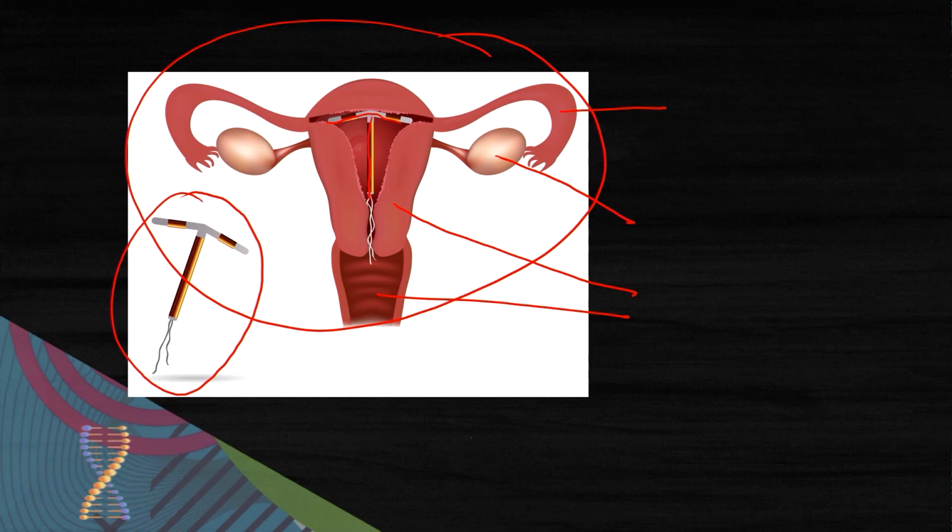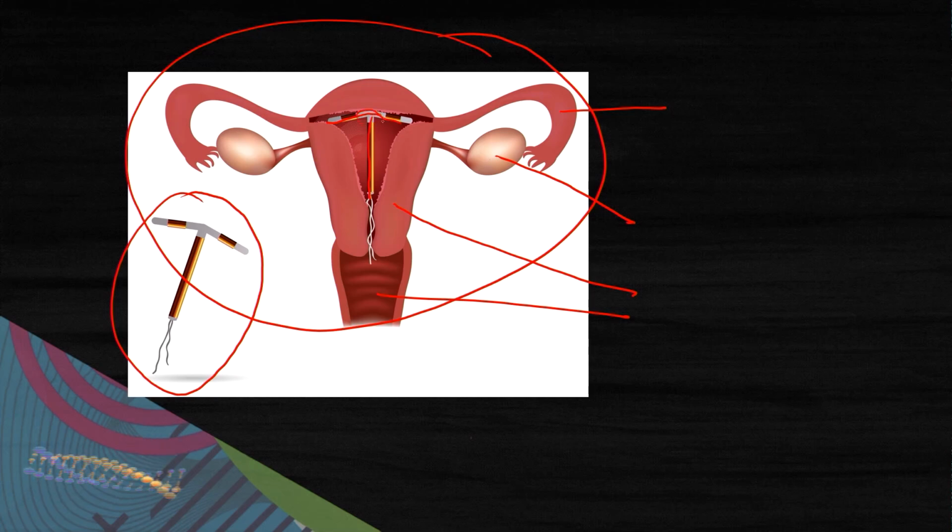And you need to understand that because it's in position, the embryo would not be able to embed itself. Plus, these bits of plastic give off a hormone which makes the endometrium rubbery. So when an embryo arrives, if it's been fertilized, it will not be able to embed itself in the uterus. And that is how intrauterine devices like this actually work in preventing pregnancy.